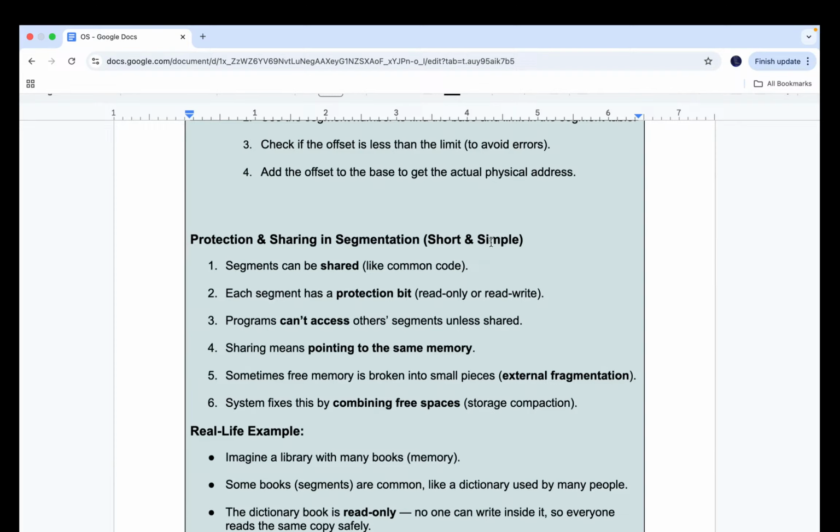Protection and sharing in segmentation. Segments can be shared. Each segment has a protection bit. Programs can't access other segments unless shared. Sharing means pointing to the same memory. Some free memory is broken into small pieces. The system fixes this by combining free space.